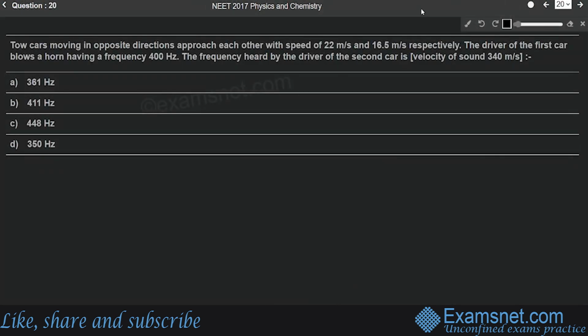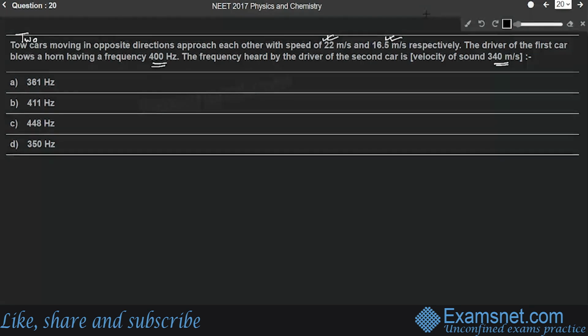Alright, now question number 20 is from the topic Doppler's effect of chapter waves, and the question is, two cars moving in opposite directions approach each other with a speed of 22 meter per second and 16.5 meter per second respectively. The driver of the first car blows a horn having a frequency of 400 Hz. The frequency heard by the driver of the second car is, okay, the velocity of sound is given as 340 meter per second. Now, driver of which car blows the horn?